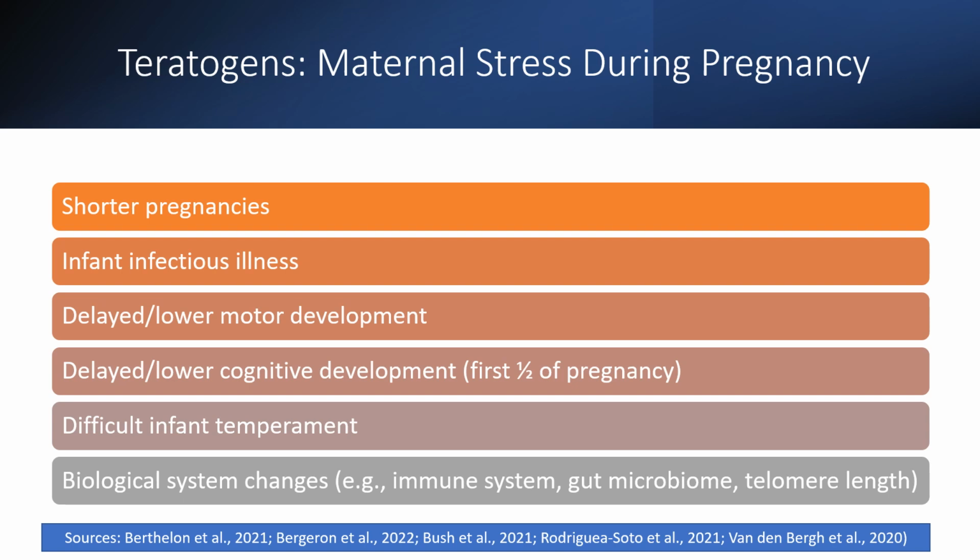higher maternal stress is associated with shorter pregnancies, babies being more likely to get infections in their first year, and delayed or lower motor development and cognitive development, which is more associated with stress during the first half of pregnancy. Also a more difficult infant temperament, and then a more emerging area of system changes in the baby's biological system, like decreased immune system, disrupted gut microbiome, or reduced telomere length.